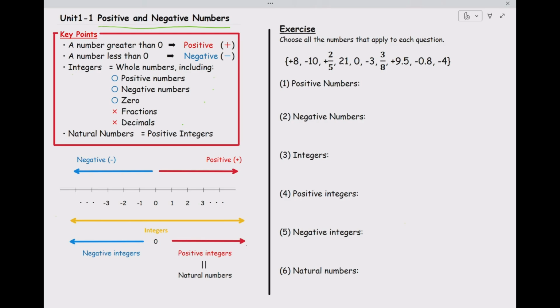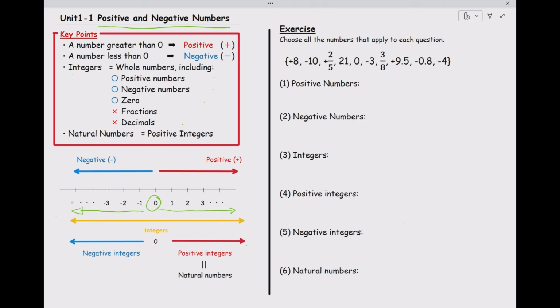Okay, let's start. So, what are positive and negative numbers? It's simple. A number greater than 0 is called a positive number, and a number less than 0 is called a negative number.